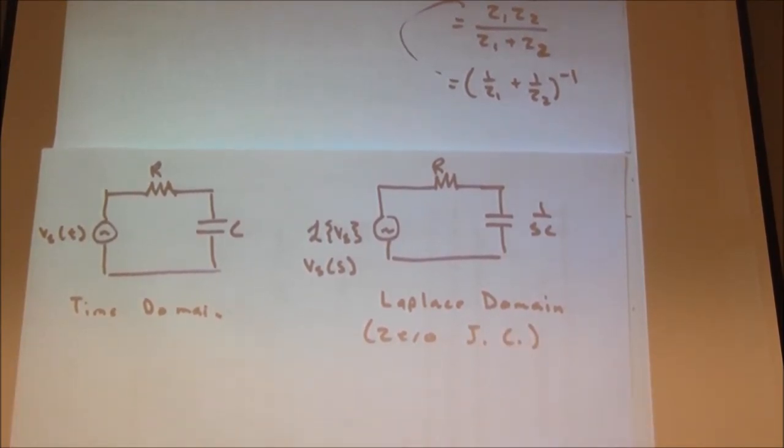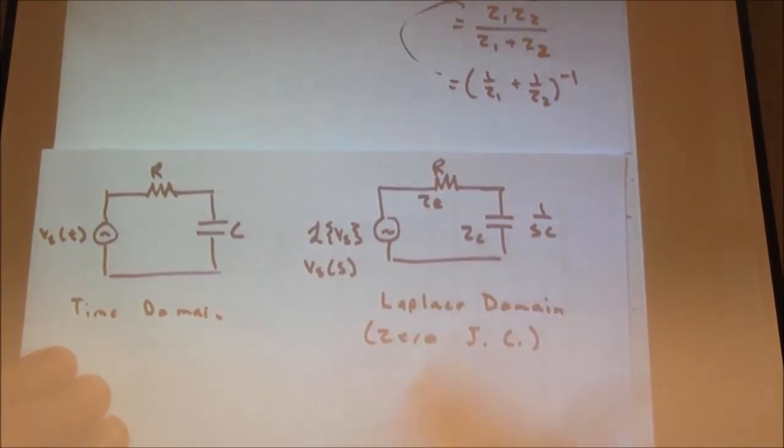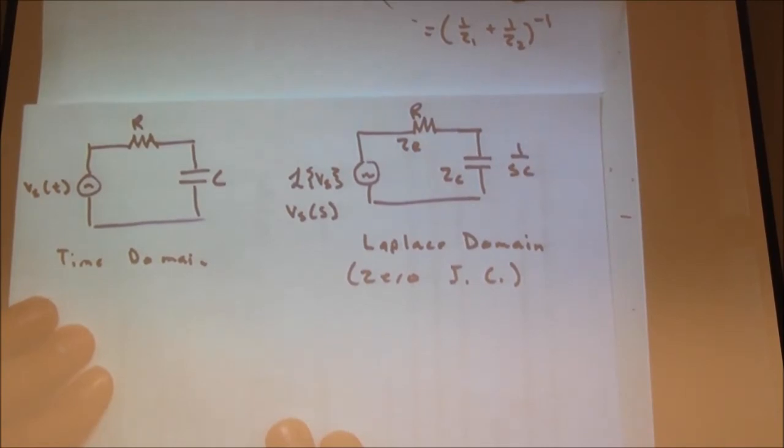And so, just using this as Z_R and Z_C, what's the voltage across the capacitor here? Well, V_C of s, this is in the s domain now, it's no longer the time domain. V_C of s, what type of circuit is this?